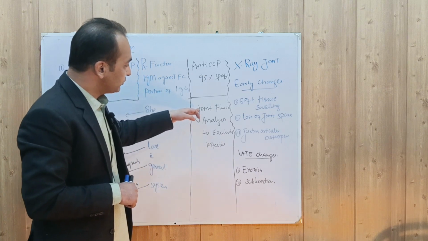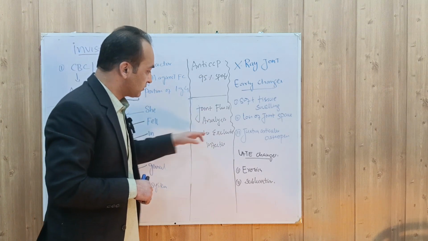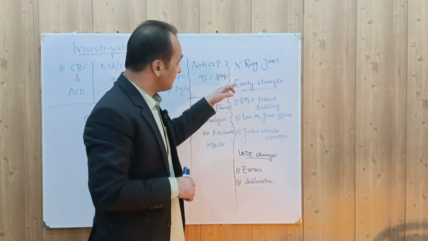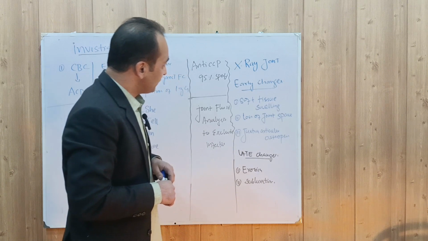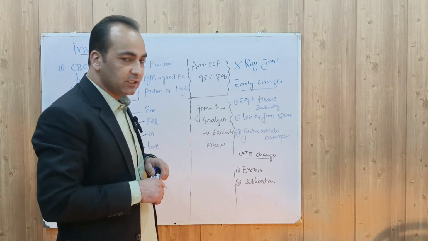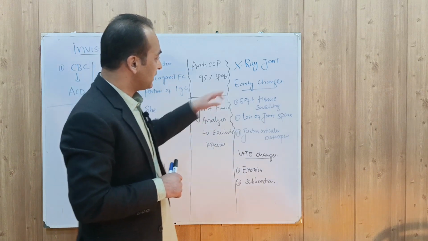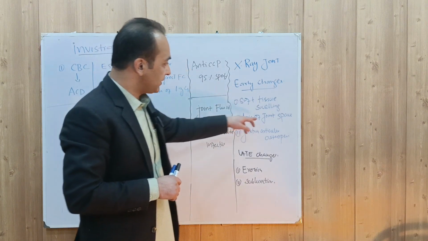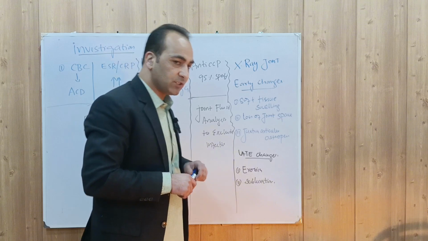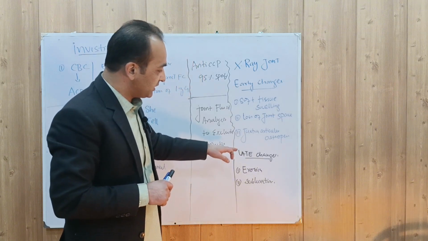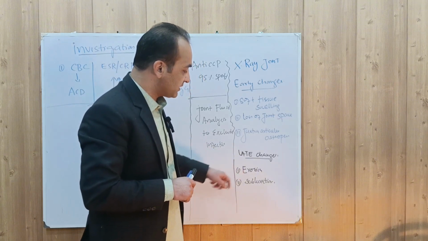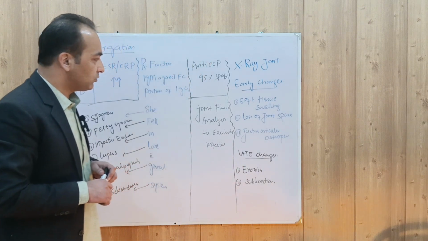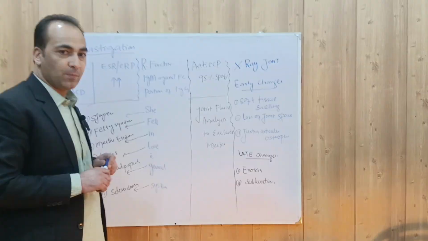We can also do joint fluid analysis to exclude infection. Now X-ray of the joint can also be done. There it will show the early changes and the late changes. The early changes include soft tissue swelling, loss of joint space, juxta-articular osteopenia, and the late changes include erosion and subluxation. So these are the investigations done for rheumatoid arthritis.